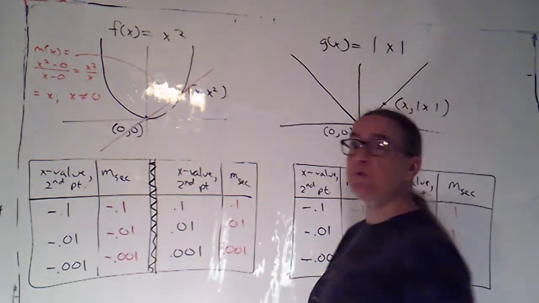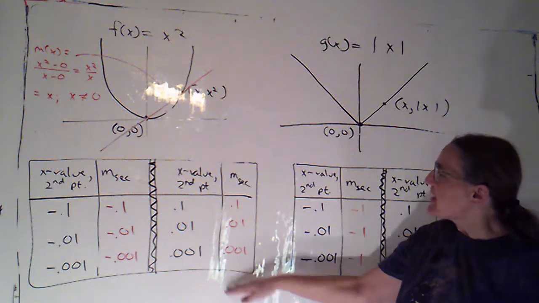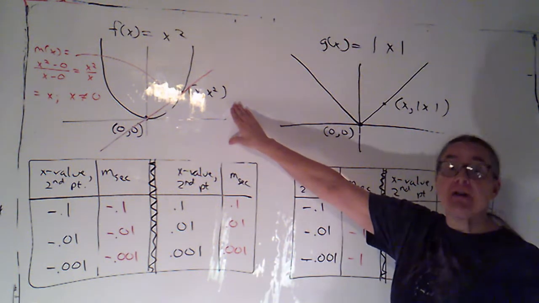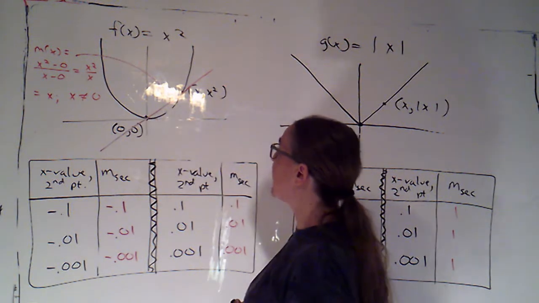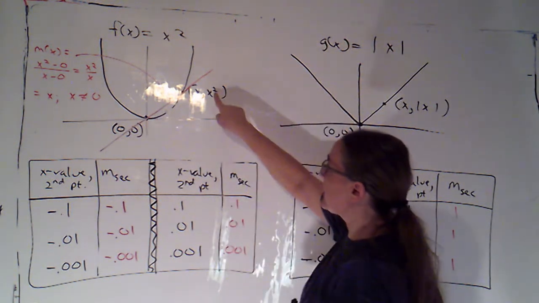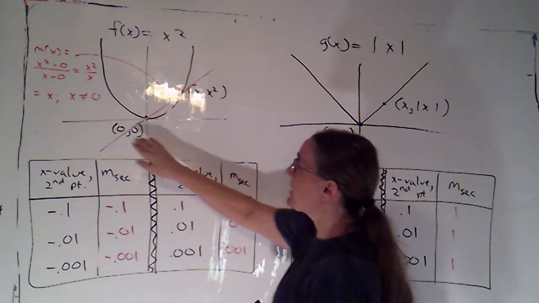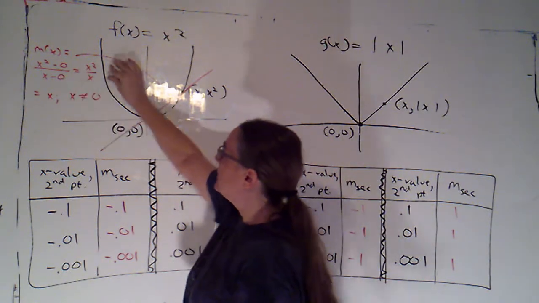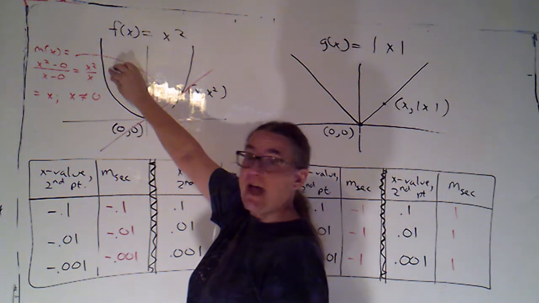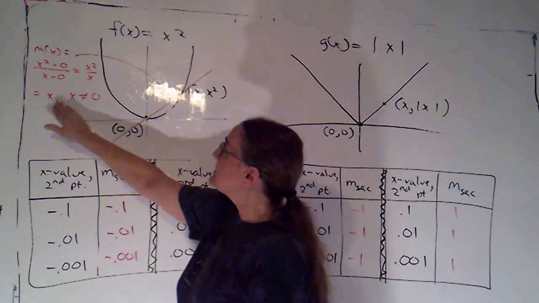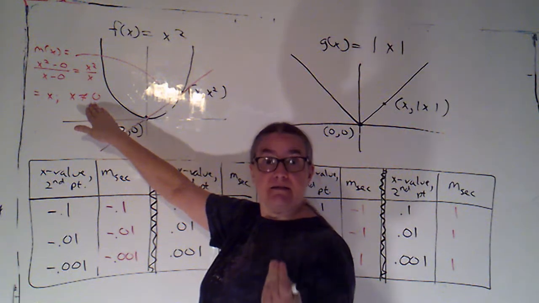I filled in both of these tables here. Now, for this first graph, I found it helpful to actually calculate the formula for the slope of the secant line. It would just be rise over run, so that's x squared minus 0 over x minus 0, which I have here. Of course, that just means it's x squared over x, and I can cancel a factor of x. So we simply get x, but with the restriction that x isn't 0.